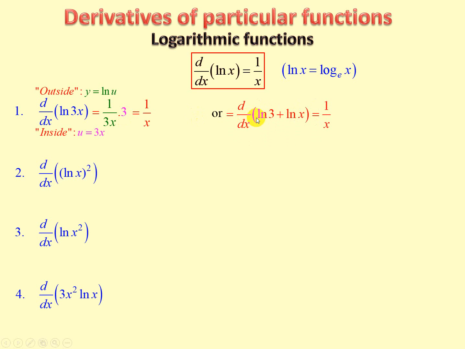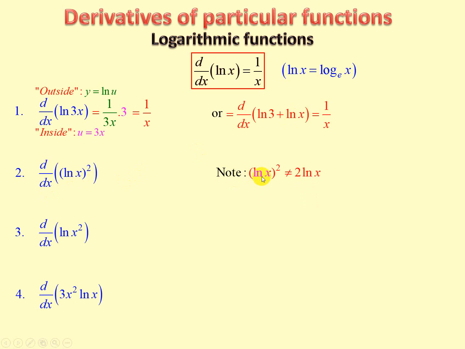Notice that we could have instead separated it by the log rule that says log of ab is log a plus log b, which makes life much easier, because ln of 3 is a constant, so when you differentiate it goes to 0, so we add only 1 over x.